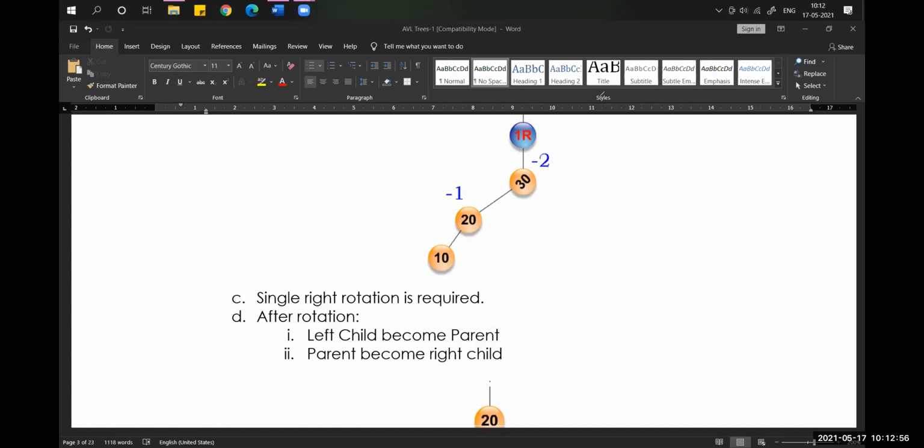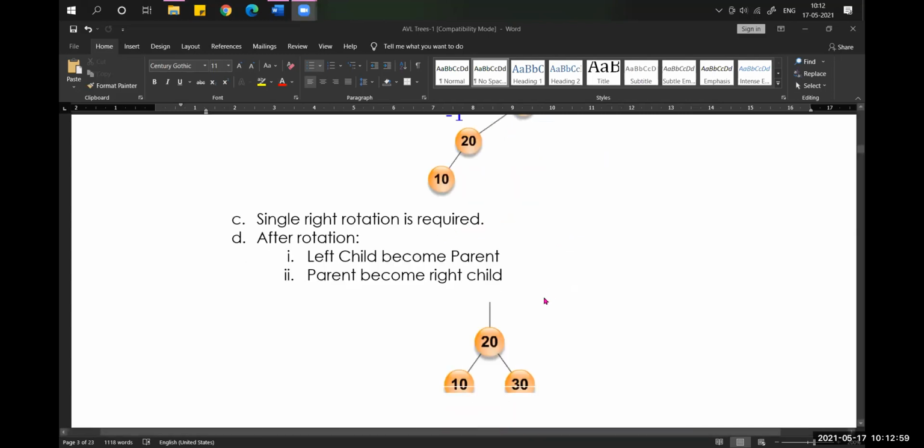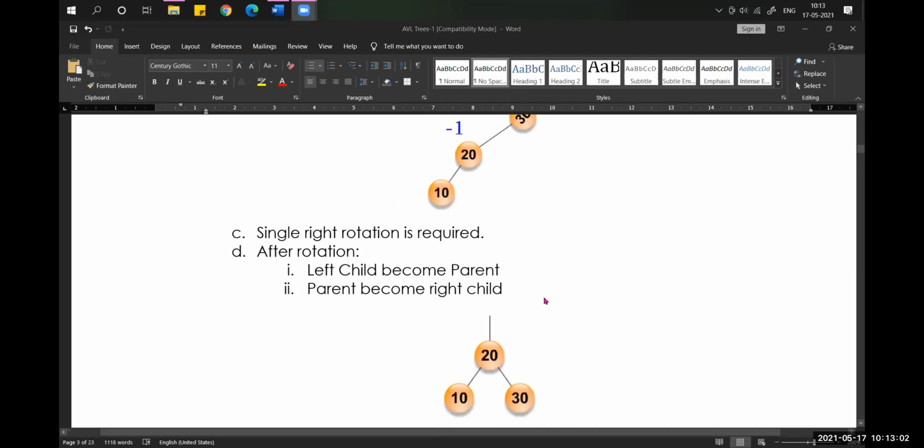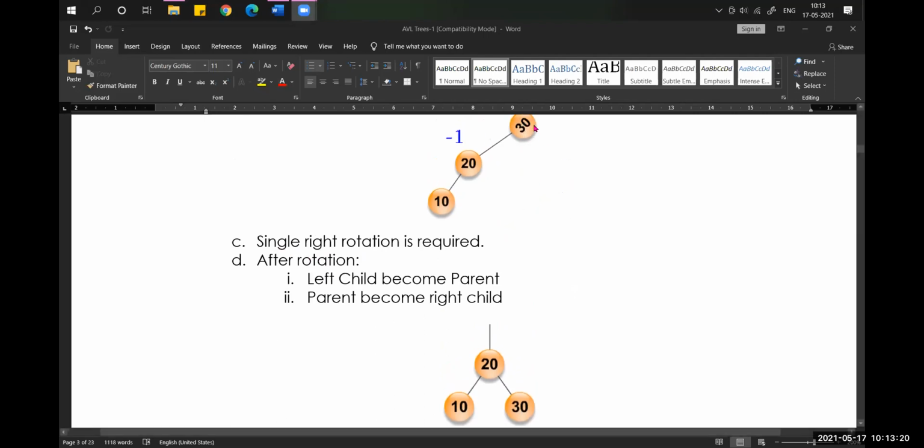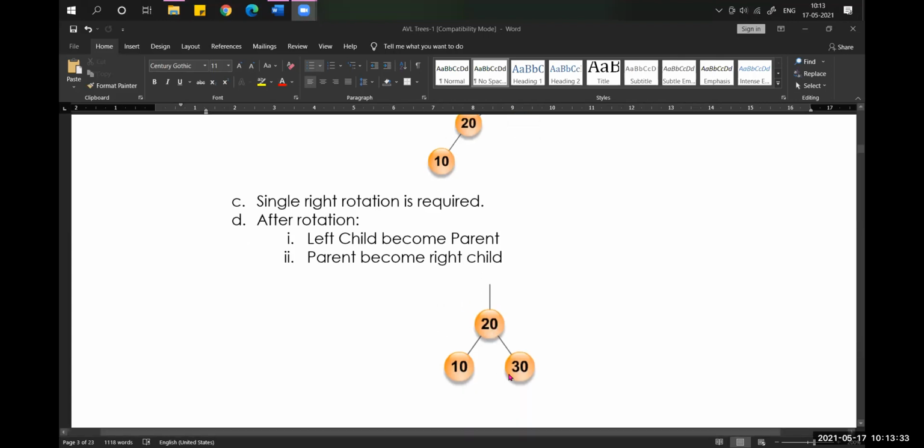Let's look at the resultant tree. See here. What I said, single right rotation. Right rotation means the nodes have to move to the right side. At that time, this parent node value is 30, so 30 will become the right child. What is the left child here? 20. 20 will become the parent. Now this is the resultant tree.